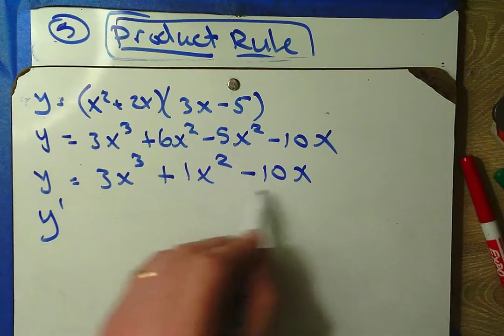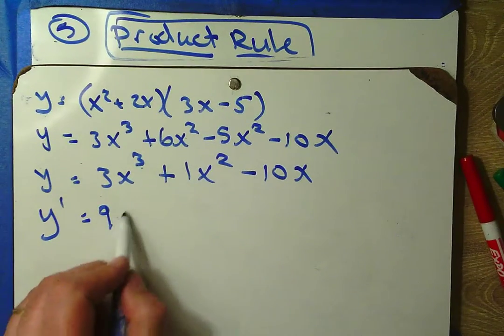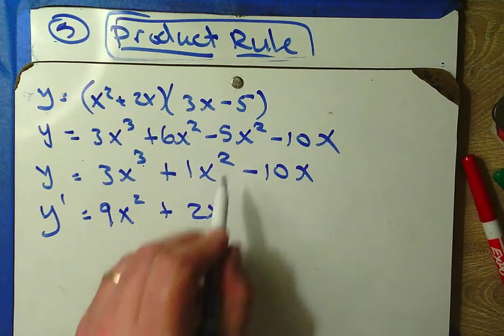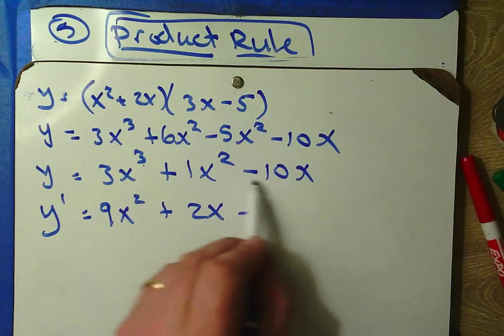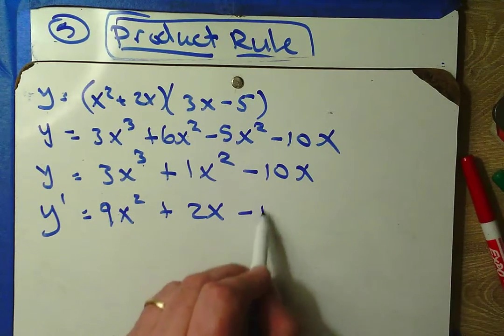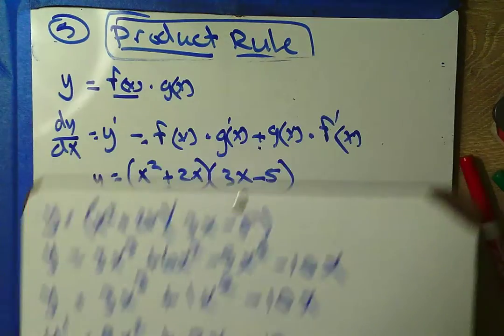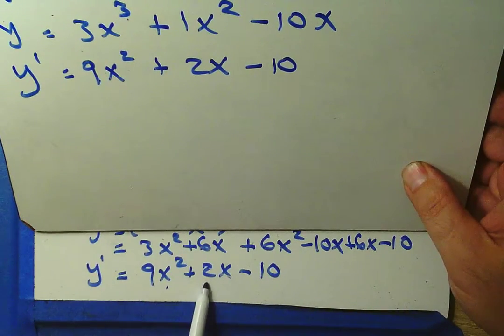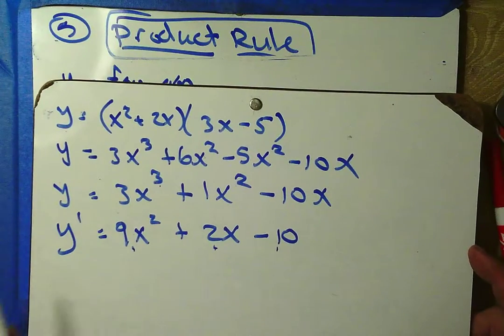Now y prime is the derivative of this, so we bring down the 3, we subtract 1, we bring down the 2, we subtract 1, and the derivative of negative 10x, that's a linear function, there's the slope right there, negative 10. So, did we get the same thing? We had 9x squared plus 2x minus 10, and lo and behold, 9x squared plus 2x minus 10.